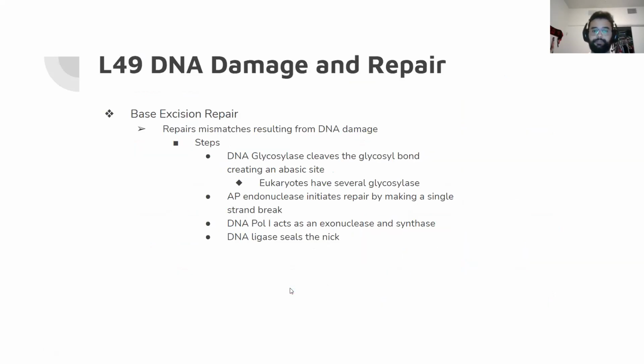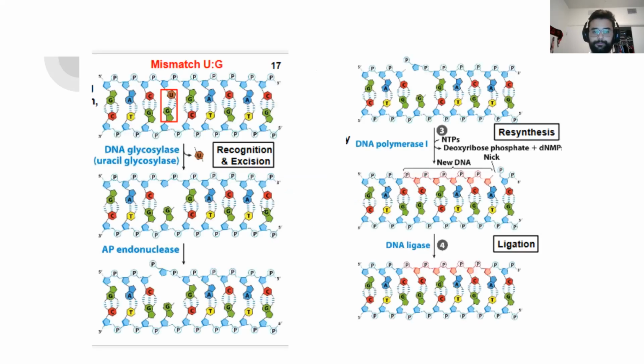For our base excision repair, this repairs mismatch resulting from DNA damage. So the first one could just be a normal replication error. The steps here: our DNA glycosylase is going to cleave the glycosyl bond, creating that abasic site that we talked about before. Eukaryotes have several glycosylases, and they all relate to a certain base or a certain combination of bases. Our AP endonuclease is then going to initiate repair by making a single strand break. Then DNA polymerase 1 is going to act as an exonuclease and synthase, and then DNA ligase is going to seal that nick. So our base excision repair is going to be mainly used for prokaryotes, if I'm not mistaken. So that's why you're going to see we're using DNA polymerase 1.